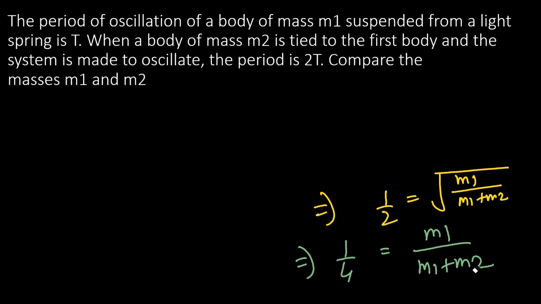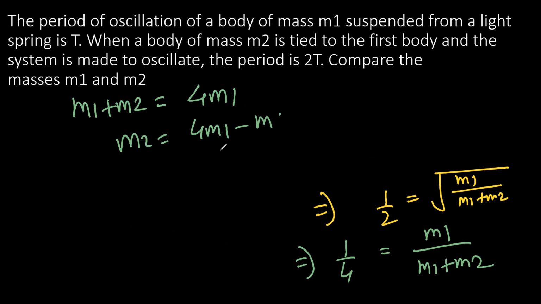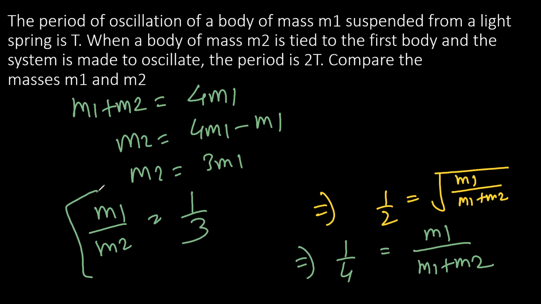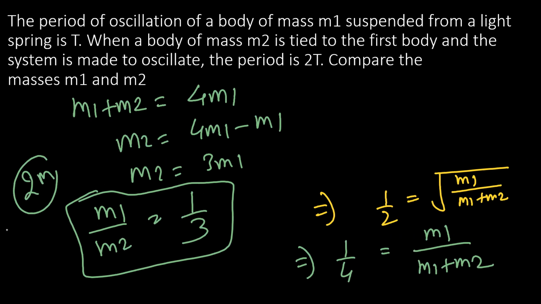So if I cross multiply, M1 plus M2 goes here, this 4 will go here. So the cross multiply will become M1 plus M2 is equal to 4 M1. So what is M2? 4 M1 minus M1, that is M2 is equal to 3 M1. So what is M1 upon M2? M2 goes here, this 3 will go here. It's 1 by 3. So what is the ratio between M1 and M2? It's 1 by 3. This is also positive 2 marks, which we need.